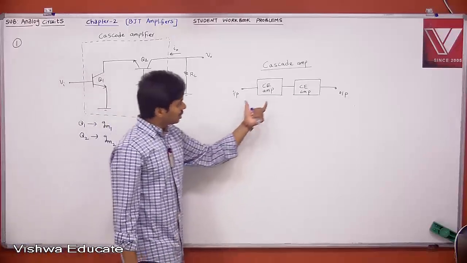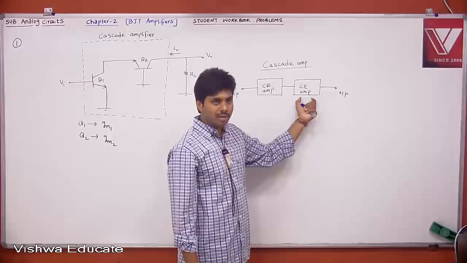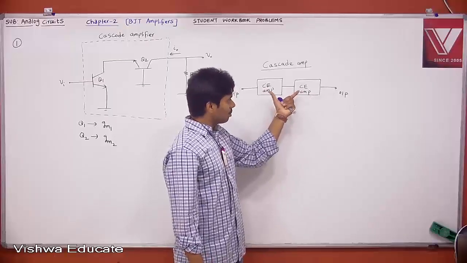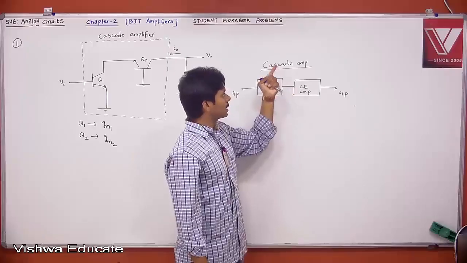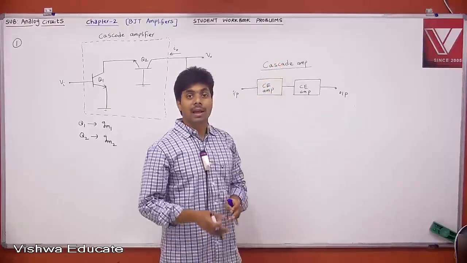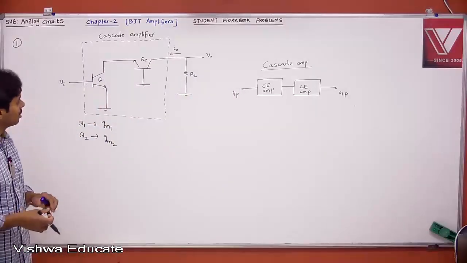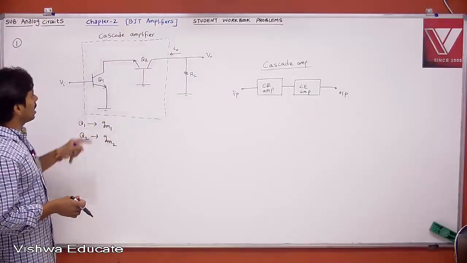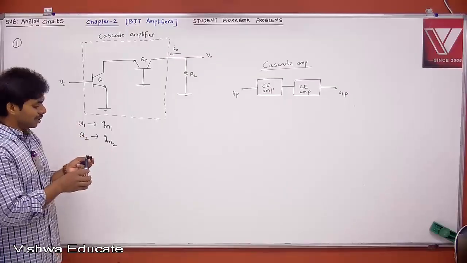If the first stage is a common emitter amplifier and the second stage is a common base amplifier, these two are different configurations, then that is not called a cascade amplifier. That is the terminology people followed, and that will be a cascode amplifier. Therefore, whatever he told in the problem statement, let me tell you how it is a cascode amplifier. Basically, this is an AC circuit.